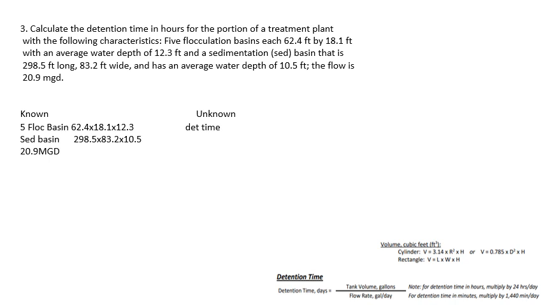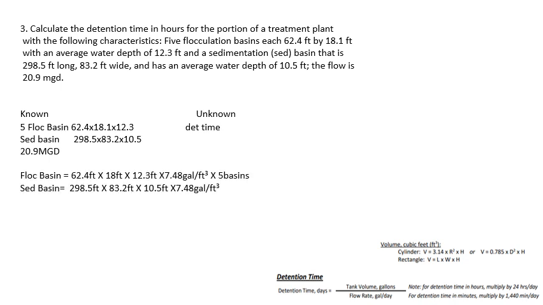Again, pull out your knowns and unknowns: your 5 flock basins and their dimensions, your sedimentation basin and its dimensions, and your flow of 20.9 million gallons a day. What is unknown is your detention time. These are rectangle basins, so this is the formula we're going to use: length times width times height. And I've gone ahead and added the 7.48 gallons per cubic foot just to get this all done in one step.